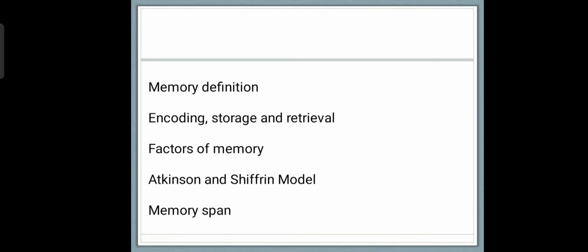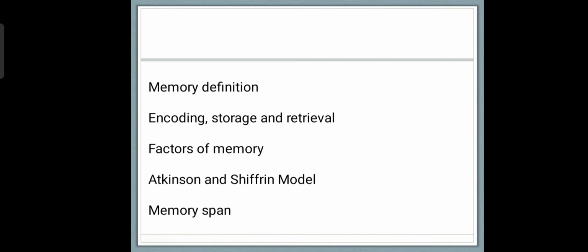Now, what we will write in our L&D, we will be writing about the memory definition. You can take it from anywhere in your basic concept, in any book, any general psychology book, any cognitive psychology book. You will get a proper definition of memory with a reference. Now, what will we talk about? We will talk about encoding, storage and retrieval. Encoding, storage and retrieval. What is that?